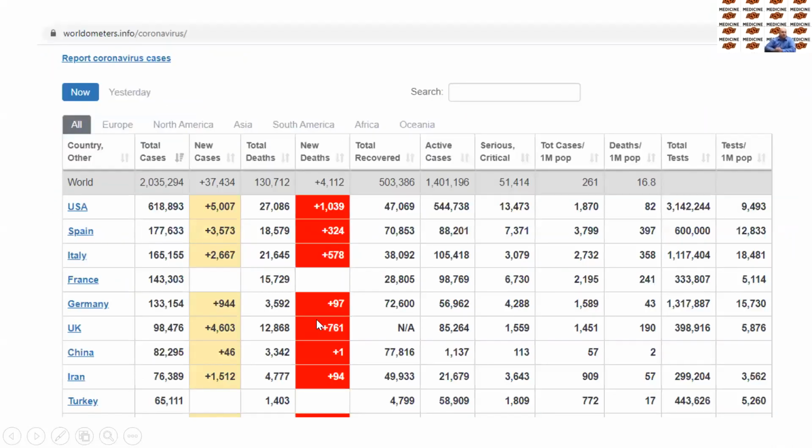So one of the ways to track this, and this is data from last night, this is the worldwide data. The websites are on here, but this is how I kind of go about tracking. So this is the worldwide data.